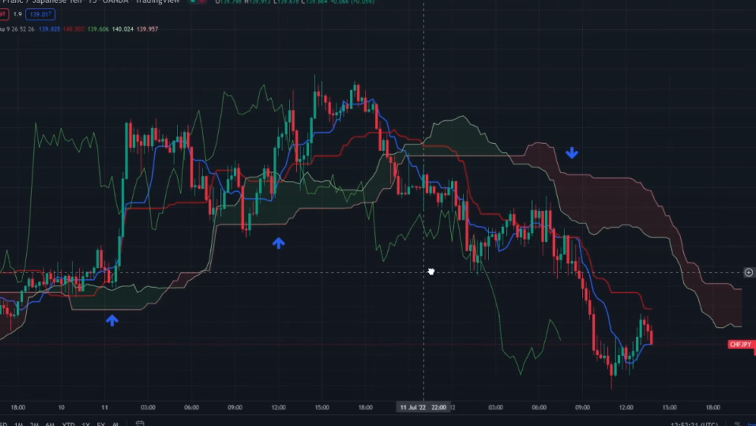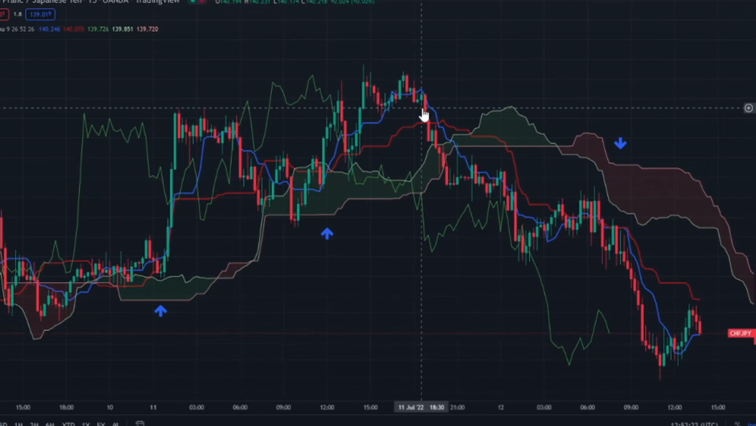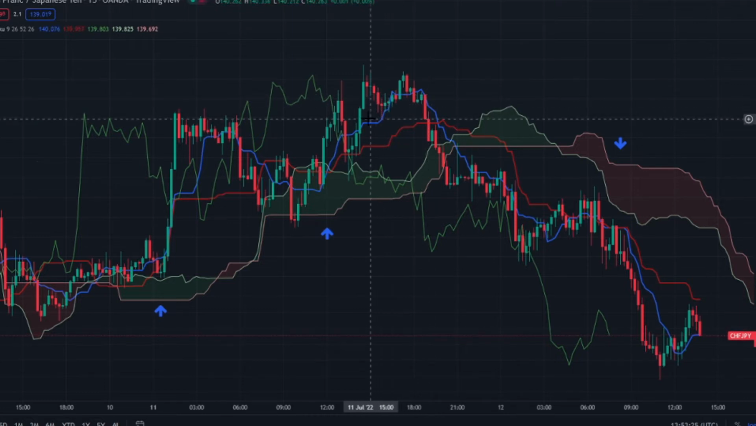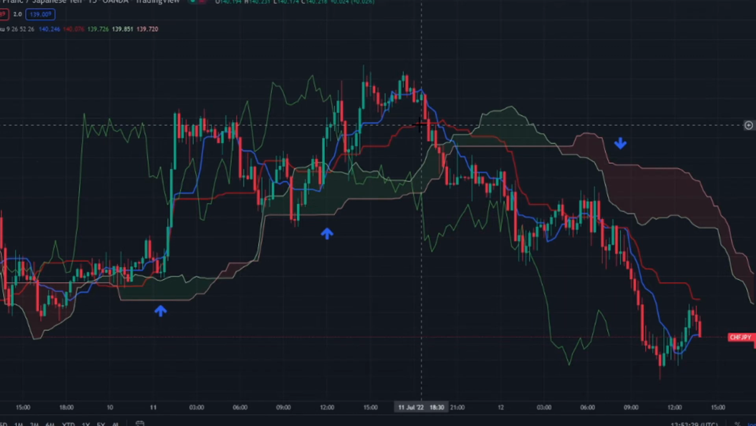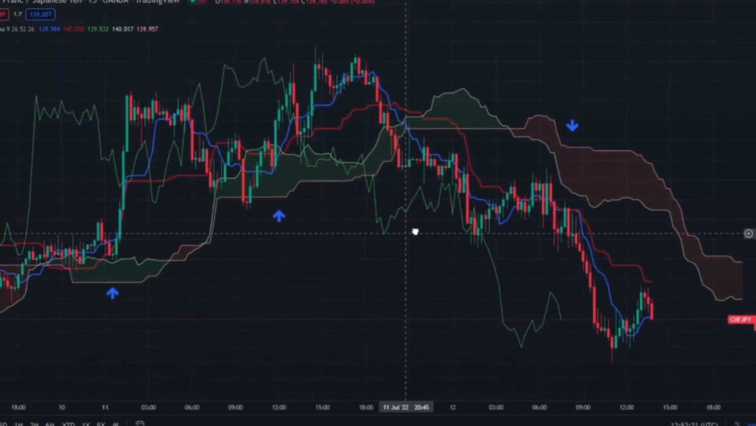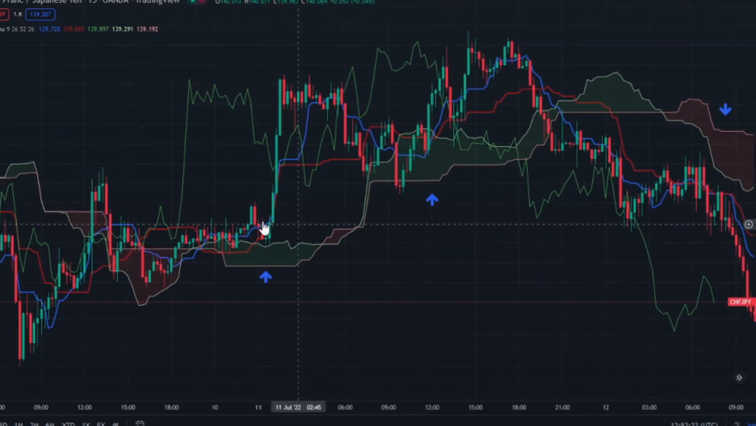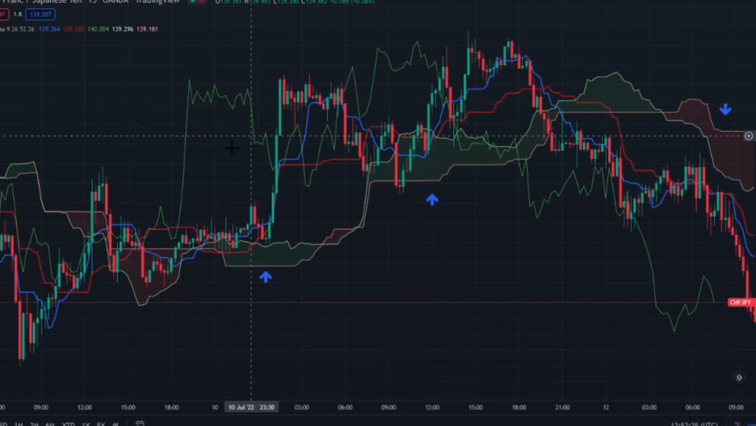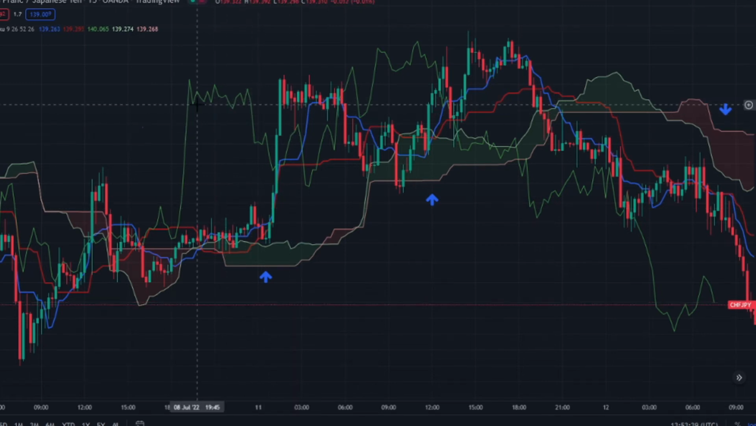The conversion line shows the average of the last 9 candles on a chart. The baseline shows the average of the last 26 candles on a chart. The lagging span line is the same as the price chart in a linear form, pulled back 26 candles.